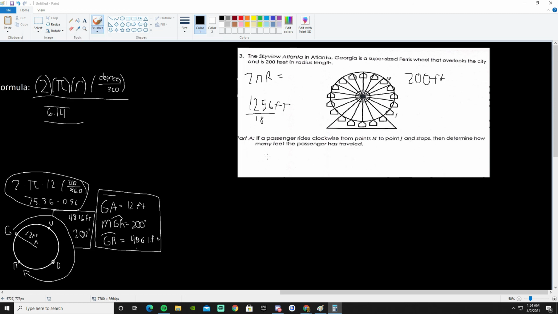But he would have traveled 279.12 feet, if that is how it works.